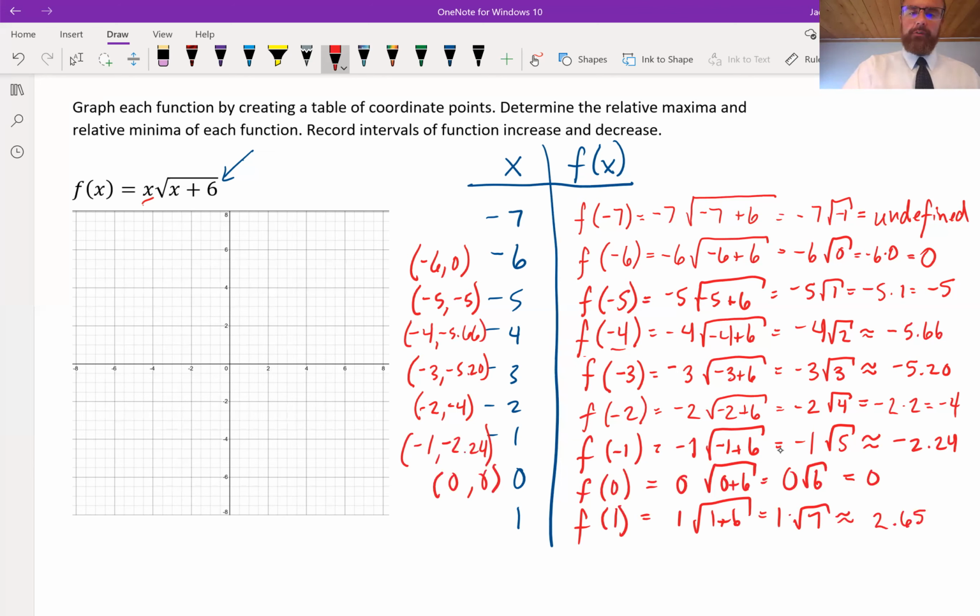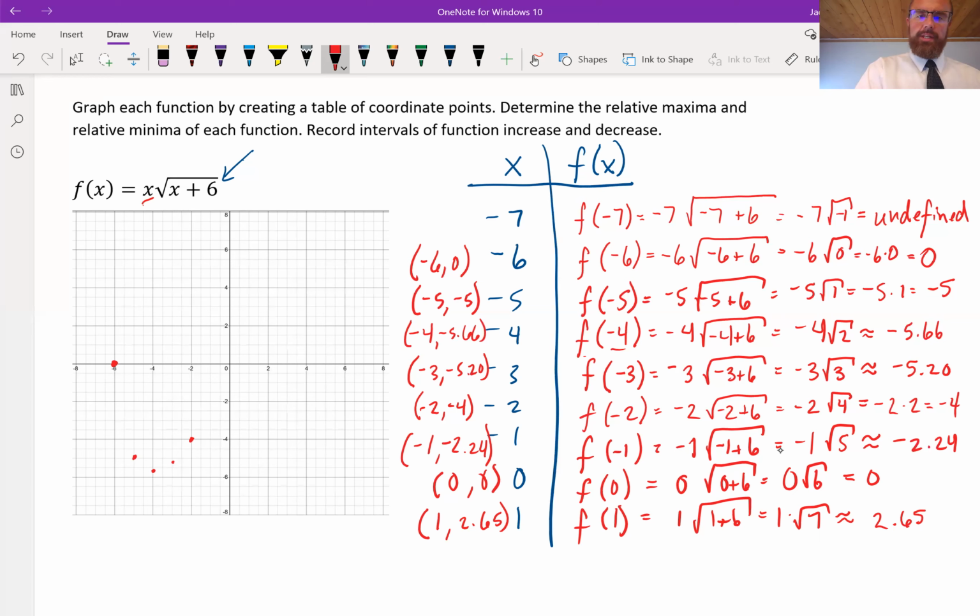Well, that gives us enough to graph this function. So let's place these points on the coordinate plane. -6 is at 0. And that's really where this function begins on the left. -5 drops down all the way to -5. -4 descends further to negative 5.66. Negative 3 is going back up to negative 5.20. Negative 2 is at negative 4.